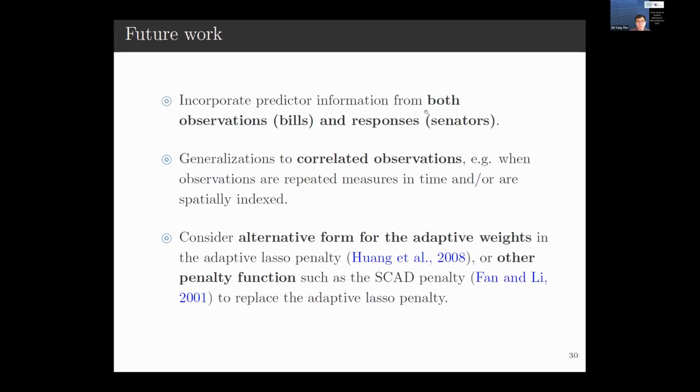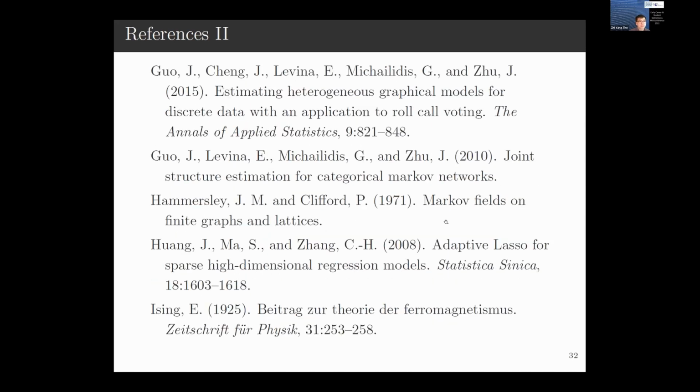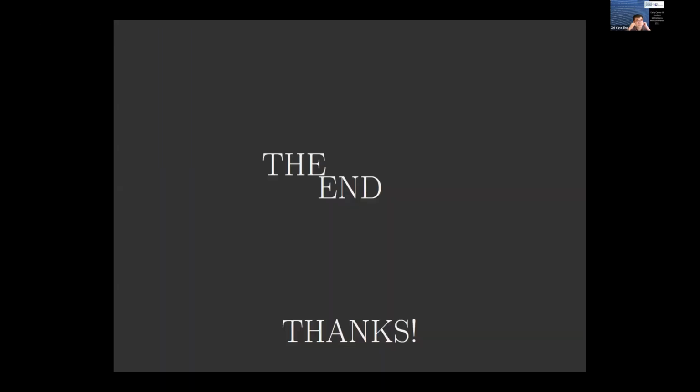Some possible future work that could be considered is that we can possibly extend our model to allow for correlated observations, like time series data or spatial data, or we could also consider penalty functions other than the adaptive lasso penalty in our regularized estimate. That's all. Thank you.